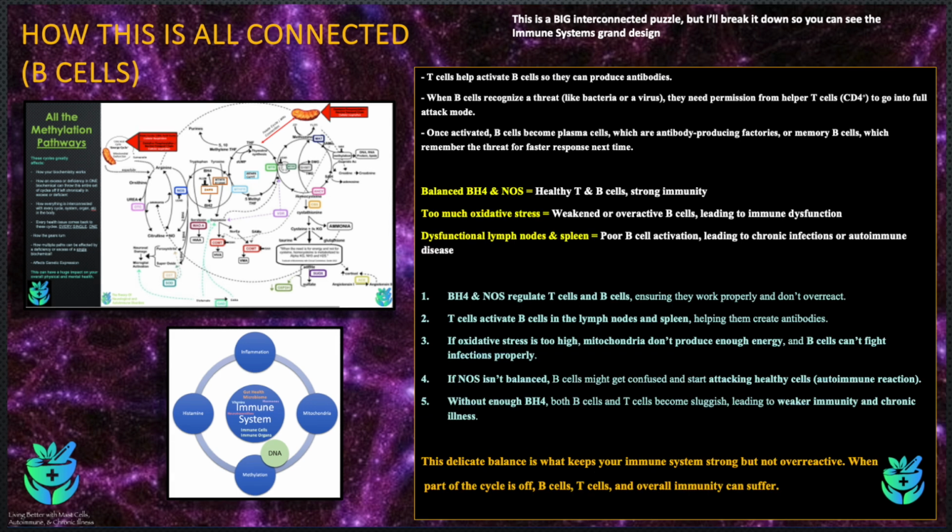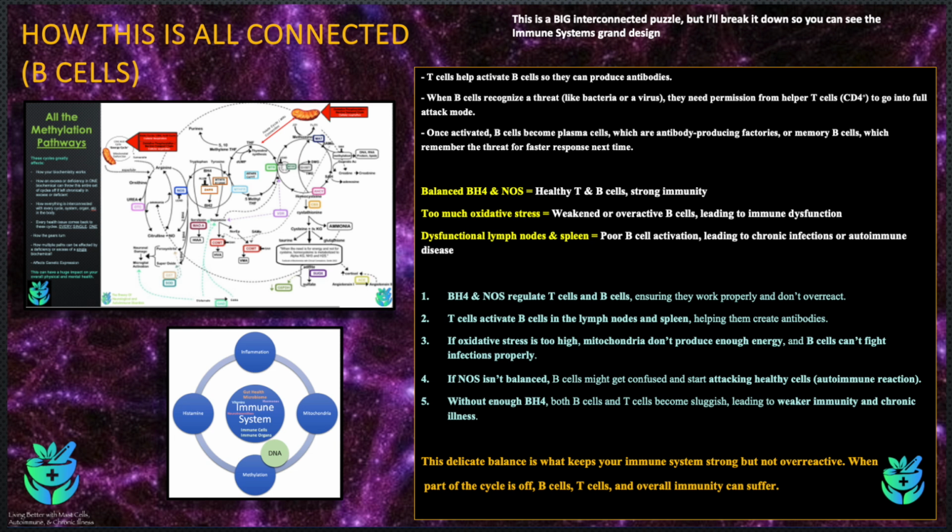So B cells activate T cells, and in turn, the T cells activate the B cells so that they can produce antibodies. When a B cell recognizes a threat, like a bacteria or virus, they need permission from helper T cells, those are your CD4+, to go into full attack mode. Once activated, B cells become plasma cells, which are antibody-producing factories, or memory B cells, which remember the threat for a faster response next time. A balanced BH4 and NOS equals healthy T and B cells and strong immunity.